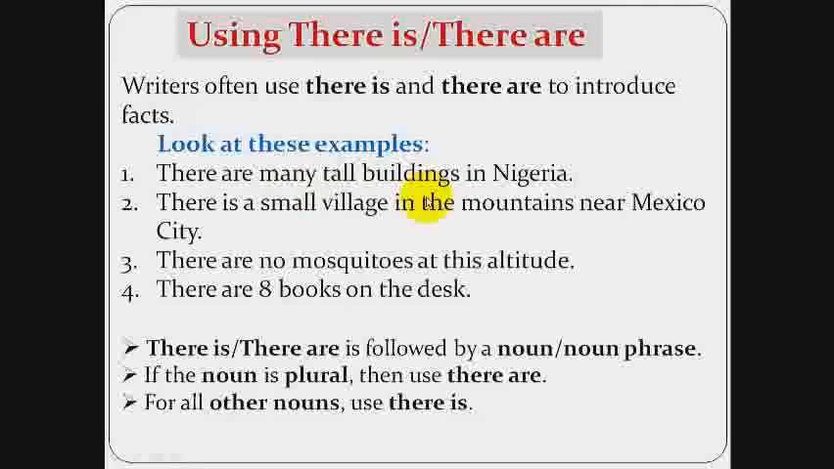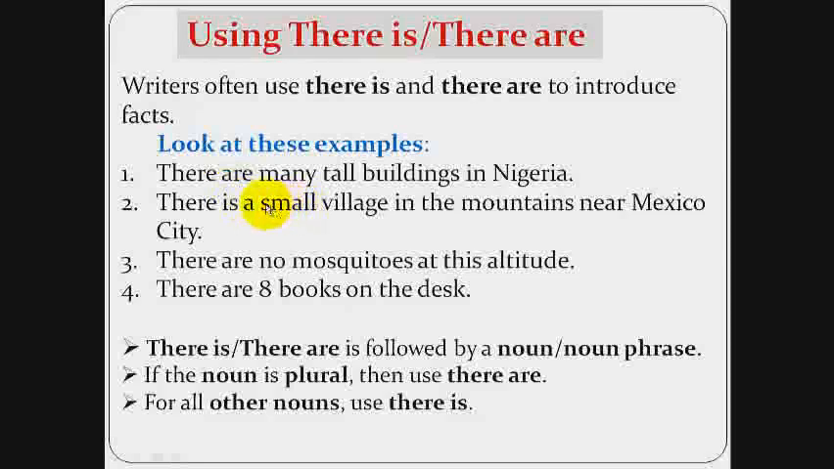There are many tall buildings in Nigeria. If you visit Nigeria, that country, you will see many tall buildings. So now, this is a fact. There are many tall buildings in Nigeria. Why am I using there are? Because in here we have many buildings. This is a noun phrase. It is what? It is a group. It's not one. Therefore, it is more than 1, 2, 3, 4, 5, 6 and more. Then we have to say there are.